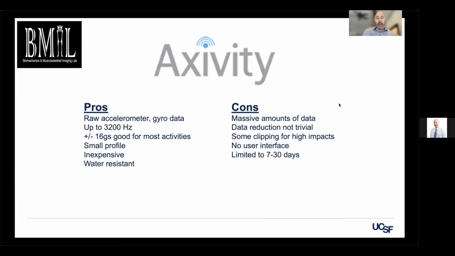You also can get really high resolution. If you want to collect up to 3,200 hertz, you can do it. It's going to make a lot of data, and the battery will die faster. The memory chip will fill up, so your wear time will be reduced, but you can get that. And plus minus 16 Gs we find has been really good for almost all activities. It's also very small profile, it's inexpensive and water resistant.